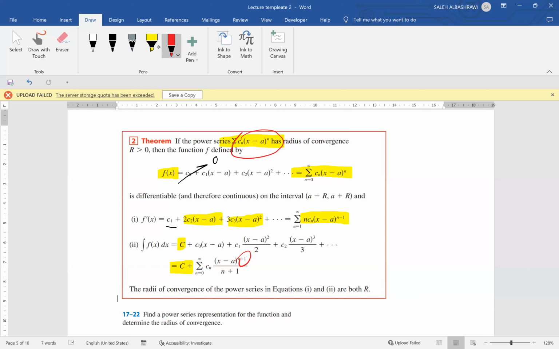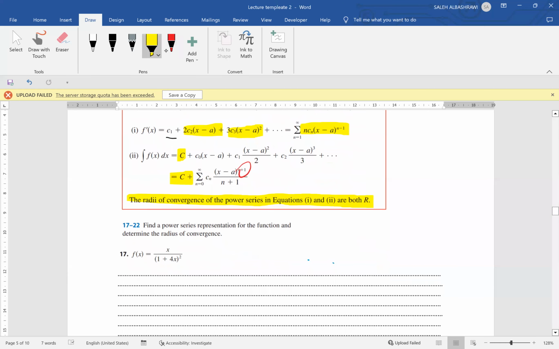We also have one remark: the radius of convergence of the power series in equations 1 and 2 are both equal to R. It means that the radius of convergence will not change after differentiating or after integration. It is the same as the radius of convergence of the original function.